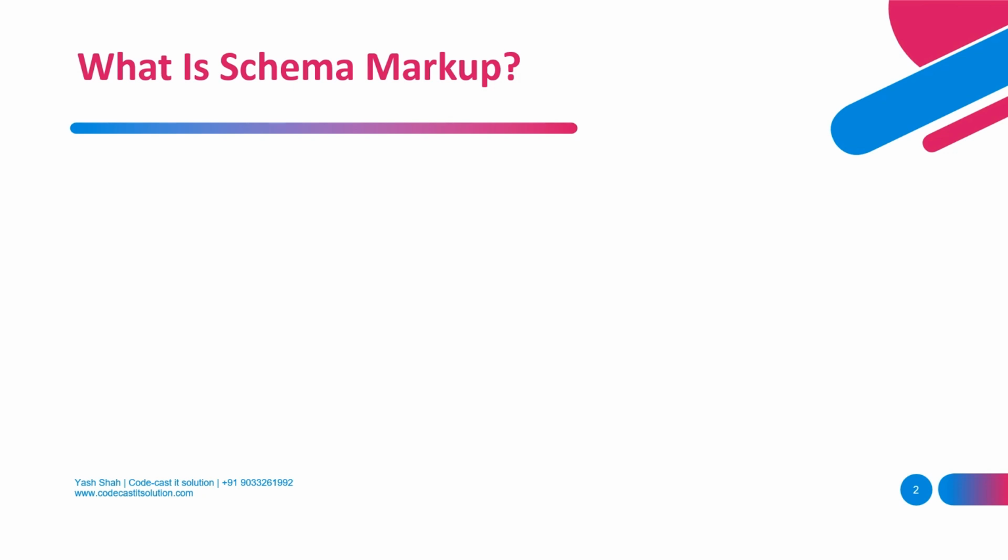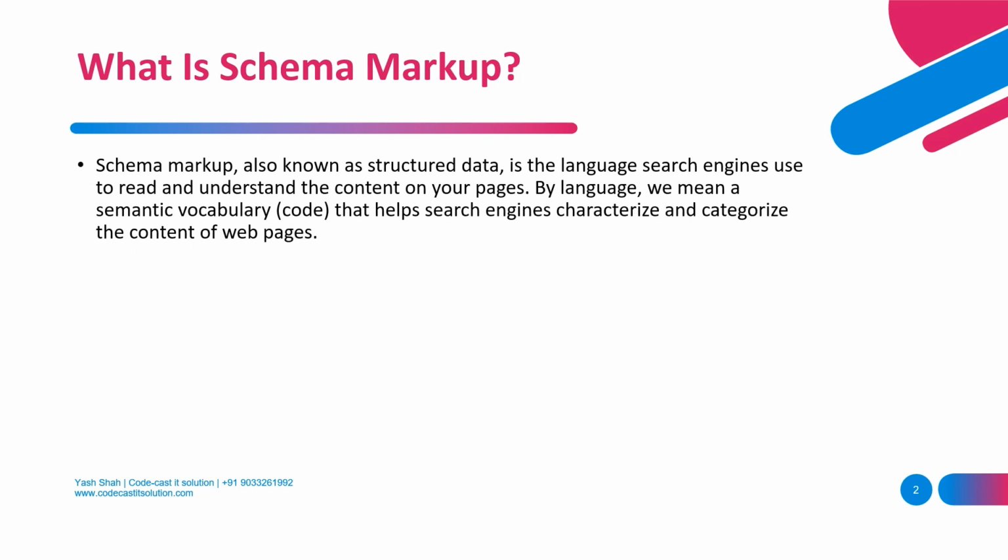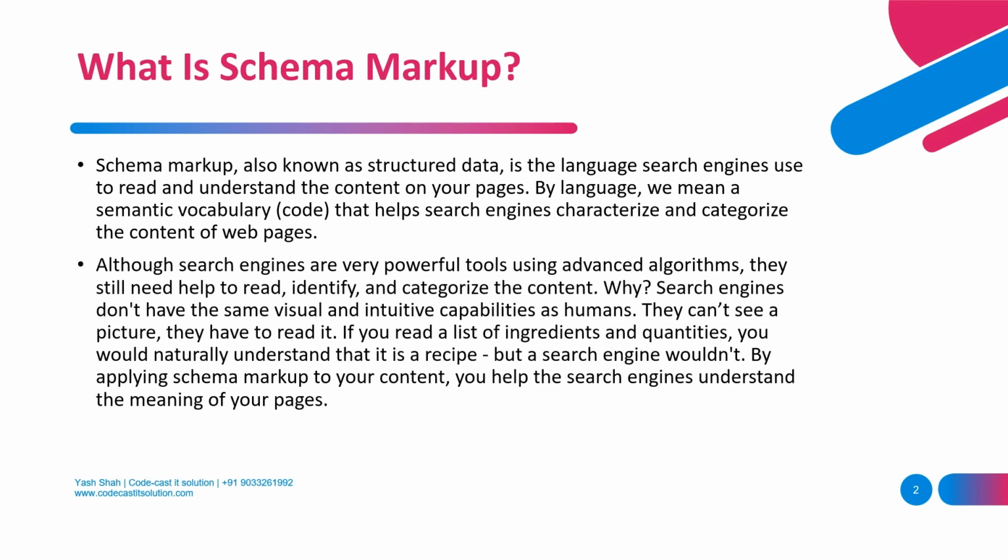Schema markup, also known as structured data, is the language search engines use to read and understand the content on your pages. By language, we mean a semantic vocabulary, code, that helps search engines characterize and categorize the content of web pages. Although search engines are very powerful tools using advanced algorithms, they still need help to read, identify, and categorize the content. Why? Search engines don't have the same visual and intuitive capabilities as humans.